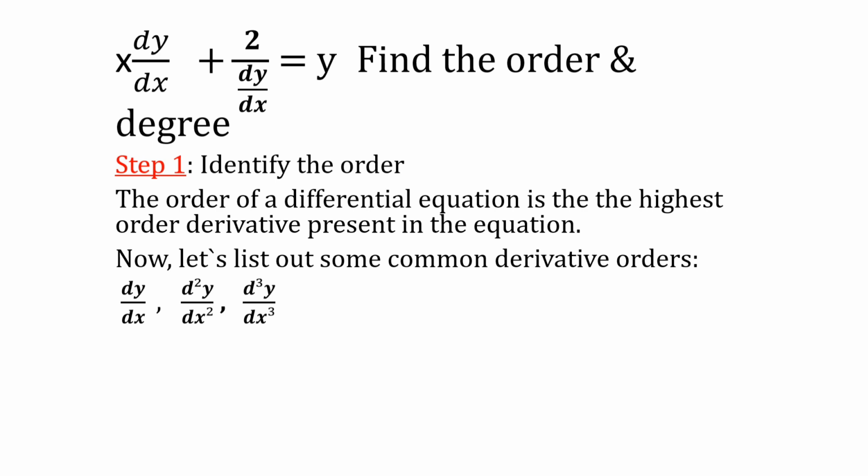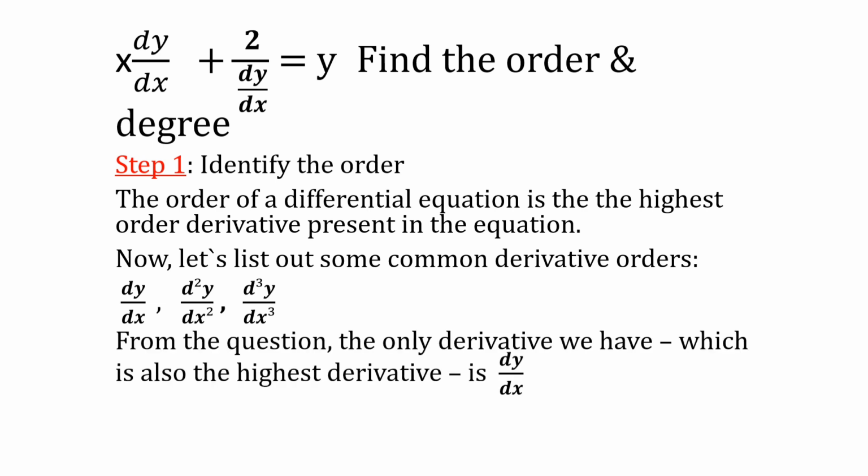So let's look at it. From the equation, the only derivative we have, which is also the highest, is this. This is the only derivative we have, and that tells us it is a first order differential equation, just as you can see here. But to find the degree, we need to calculate, because this equation is not a polynomial. Let me explain what a polynomial equation is.